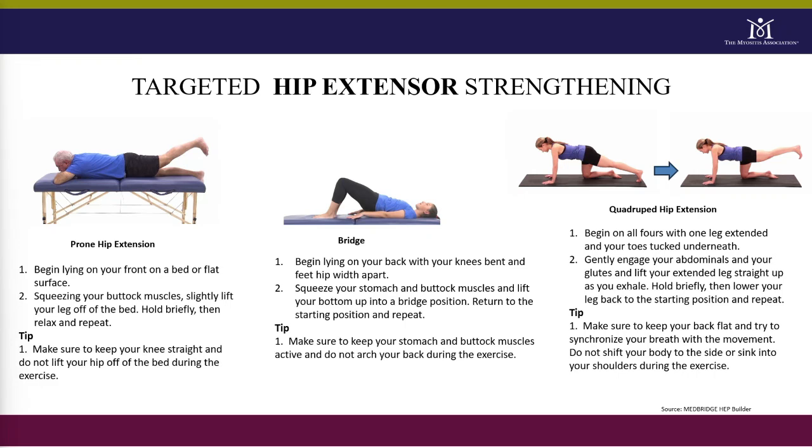The next one is the quadruped hip extension. Basically, you are on all fours, and you begin with one leg extended, and then you gently engage your abdominal muscle, and lift your extended leg straight up as you exhale. Again, this is also an advanced exercise, because as you lift that leg up, you need some stability in the pelvis so it doesn't drop.